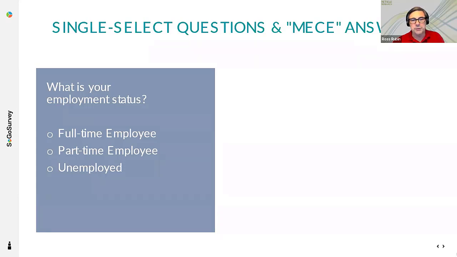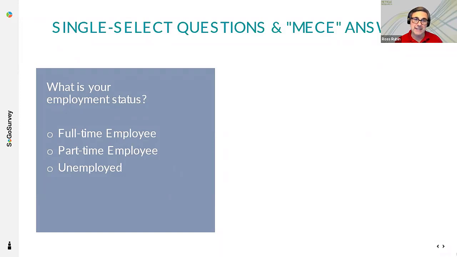And so we're going to use this question to talk about another concept that comes up a lot in survey design that's called MECE. And MECE stands for mutually exclusive, which means that you shouldn't have answers that overlap. And so, I can't be both a full-time employee and unemployed, right? So that's good. Those two options are mutually exclusive.